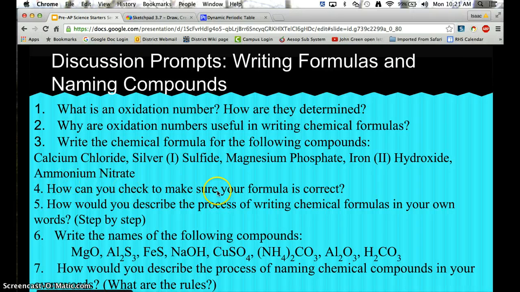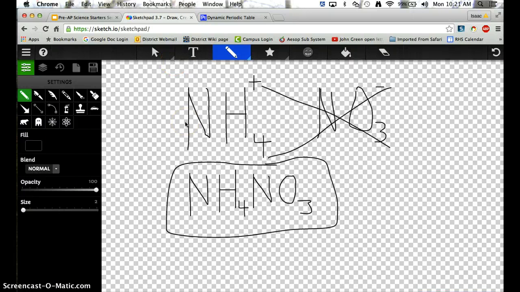All right. Now your next question is, how can you check to make sure your formula is correct? So let's go back to the one we just did here. You can do this for all formulas, not just polyatomic ions, but anytime you're writing a formula, you can always do this same check. If we look at the charges, we had a +1 and a -1. The charges always need to equal 0 when you add them together. So in this case, +1 and -1 equals 0. We just need 1 of this and 1 of this, and we add them together and it equals 0. So that's how we know our formula in this case is correct.